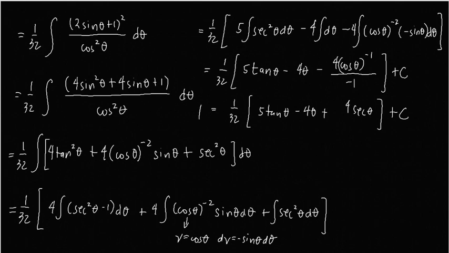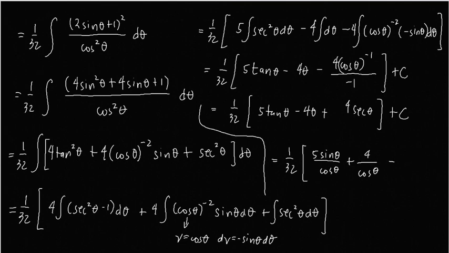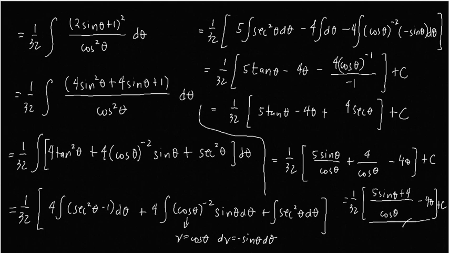Okay. So, what's next? For easy substitution, we will rewrite tangent of theta as 5 sine theta over cosine of theta. And then we will write 4 secant of theta as 4 over cosine of theta because they share the same denominator. So that we can say that 1 over 32 times 5 sine of theta plus 4 all over cosine of theta minus 4 theta plus c, the integral of our function in terms of theta.